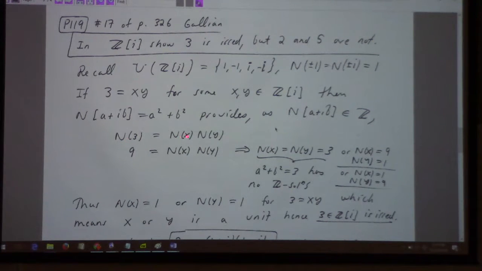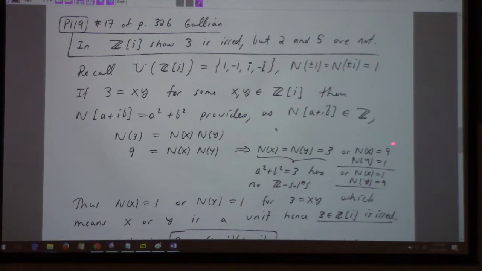If you suppose you have a reduction of 3, that would be 3 equals xy. Well, the norm of 3 would be equal to the norm of x times the norm of y. In other words, 9 is equal to the norm of x times the norm of y. So either norm of x and norm of y are both 3, or norm of x is 9 and norm of y is 1, or norm of x is 1 and norm of y is 9. Those are your possible integer solutions.